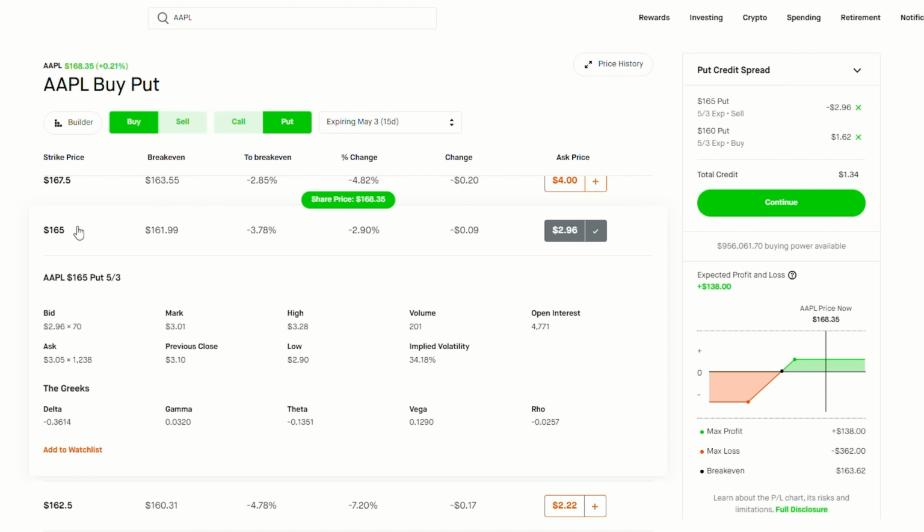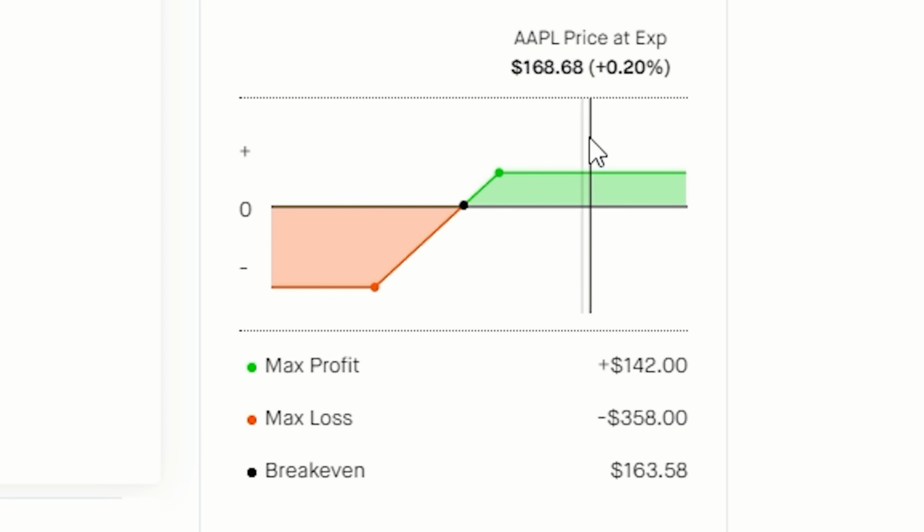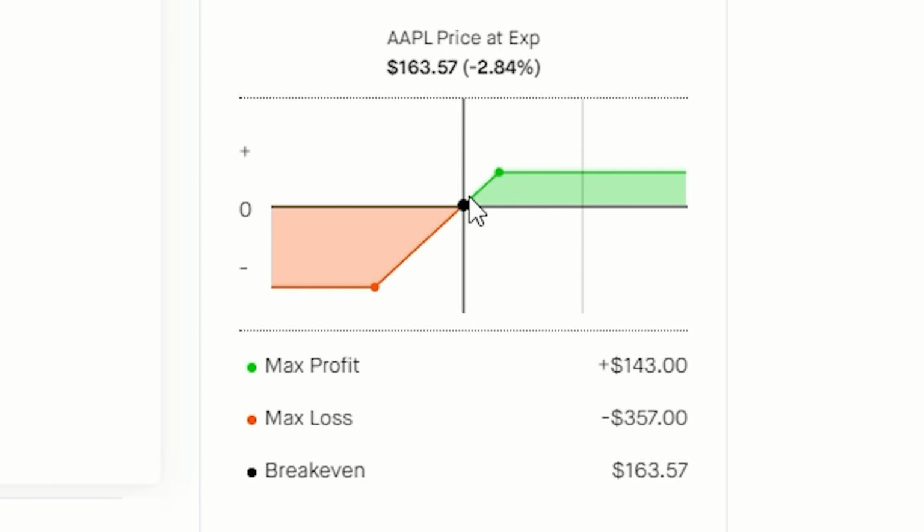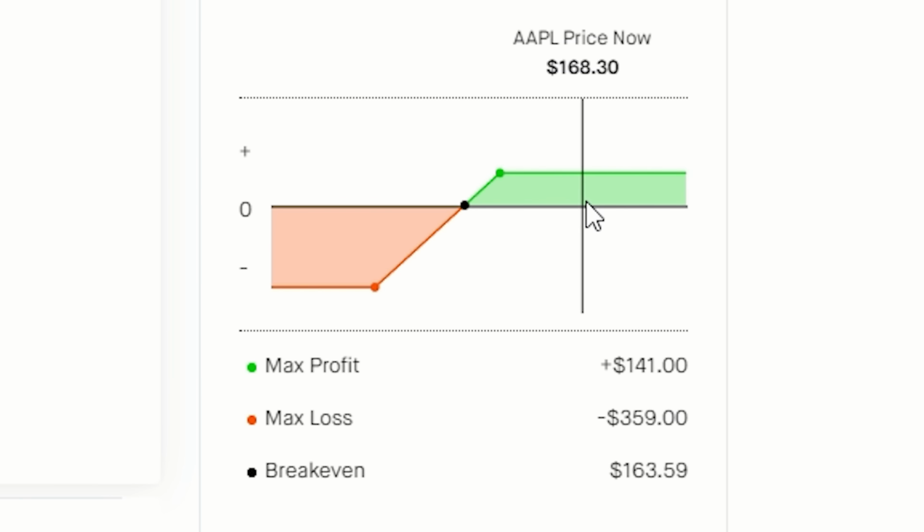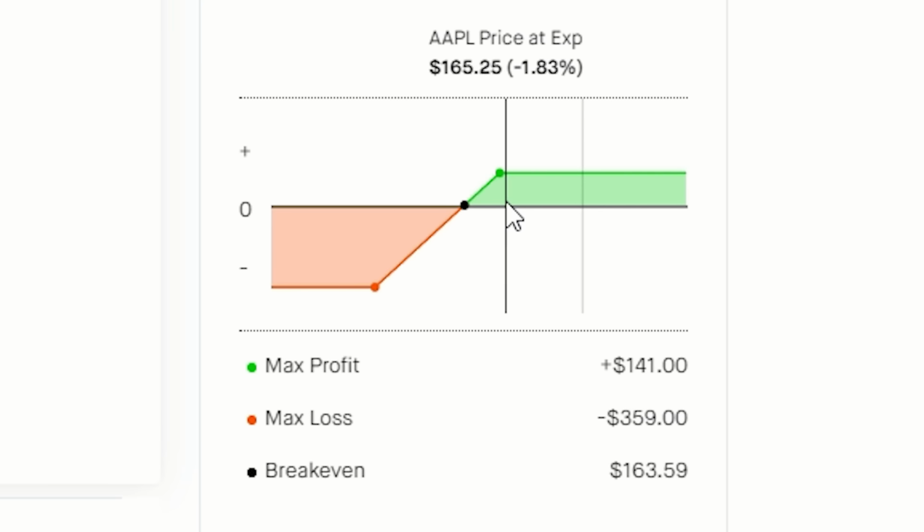So look, when you set this position up, here's how you would manage it. Once you have set this position, the best way to manage this position is by leaving it alone. You can monitor it for sure, you can take a look at it, but ideally what happens is the stock does not go down into your red area.